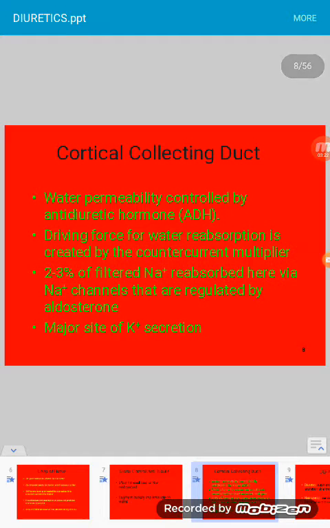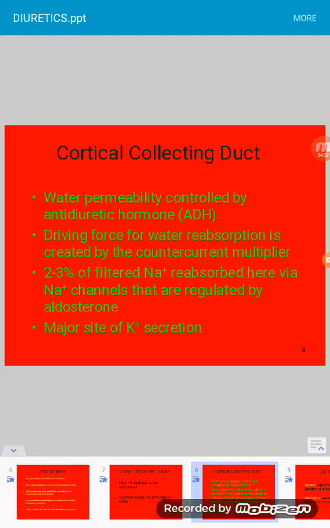Then finally the cortical collecting ducts. Here the duct is highly permeable to water, and this water permeability is controlled by ADH, the hormone we discussed last class. This is where ADH acts on the collecting tubule. The driving force for water reabsorption is created by the countercurrent multiplier mechanism. Here, 2 to 3% of the filtered sodium is reabsorbed and regulated. This reabsorption of sodium and water is regulated by the hormone aldosterone, which you have already seen in the RAS pathway.